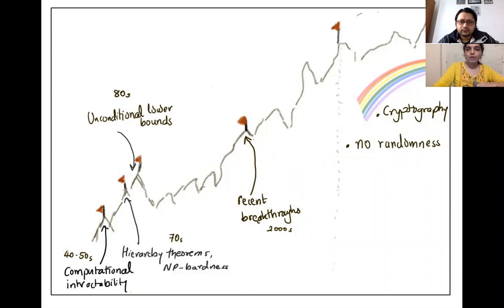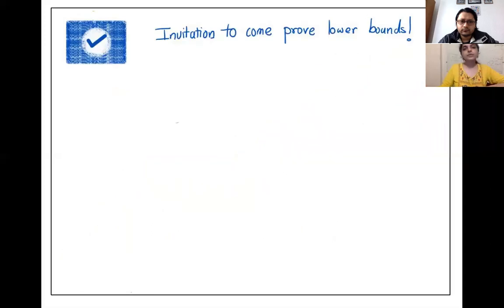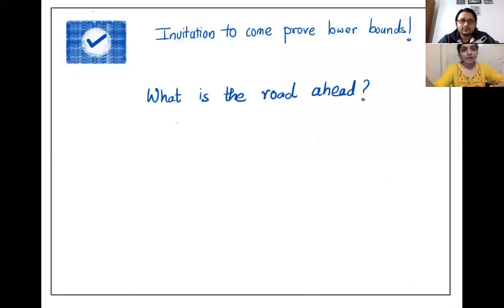Okay. Now this is my last slide. You should think of this talk as an invitation to come and prove impossibility results in computer science. Okay, what is the road ahead? What could you bring to the table? There are many years of research, but still there is so much not known.